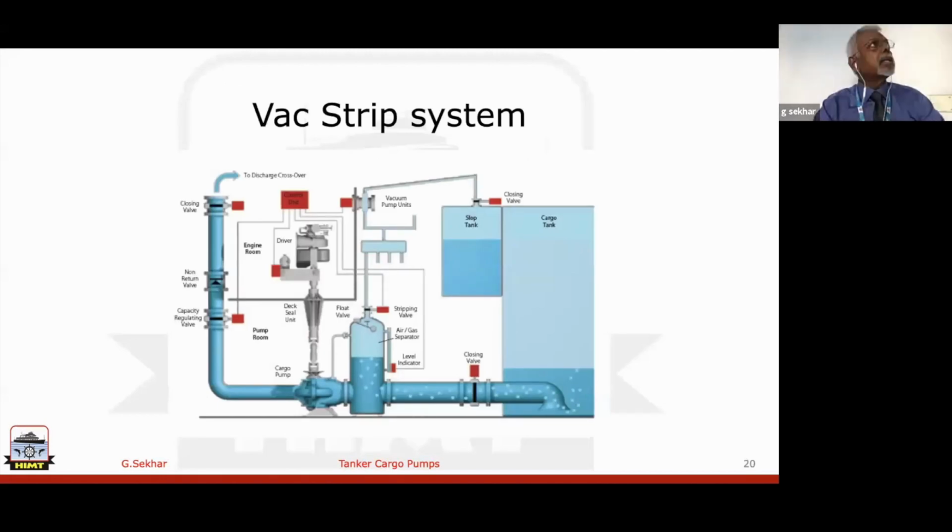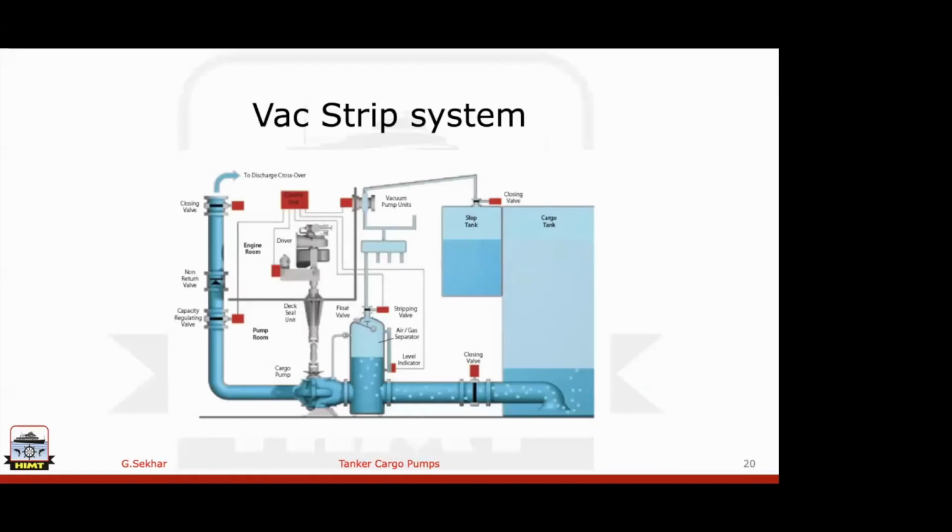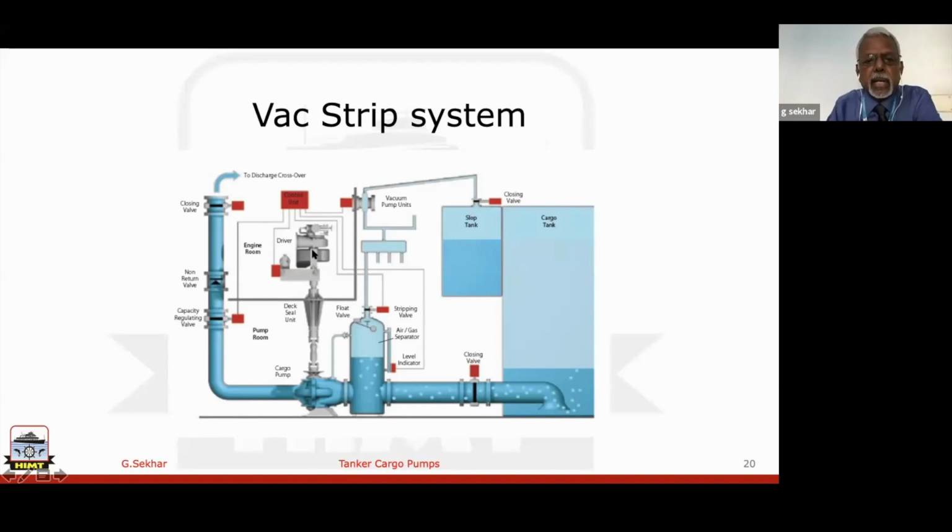Let me just look at the Vac Strip system. This is the cargo pump, what you have seen. This is the COPT and COP, and this is the cargo tank where the oil level is so much, and the suction bell mouth. See what happens when the level comes right down: apart from throttling and reducing the pump RPM, many tankers have this Vac Strip system.